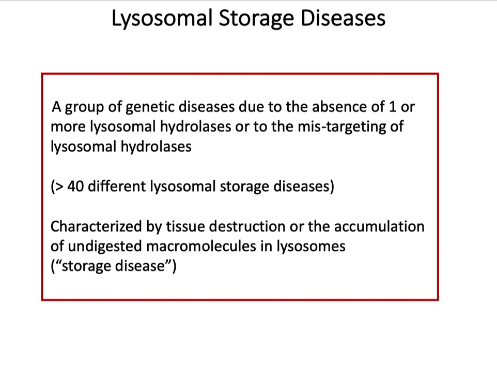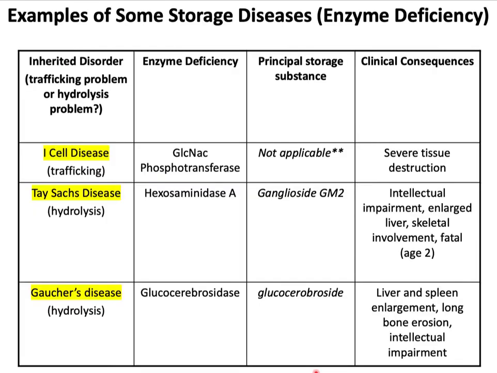The reason they are called storage diseases is because if the lysosome is missing certain hydrolases, certain glycosylases, certain lipases, then the macromolecules that are trafficked to the lysosome for degradation don't become degraded because the lysosomal hydrolases are missing. So they accumulate or become stored in the lysosome. That is why they are called storage diseases, because they're characterized by accumulation of undigested macromolecules in the lysosome. I mentioned that there are about 40 of these genetic storage diseases, and here are 3 of them.